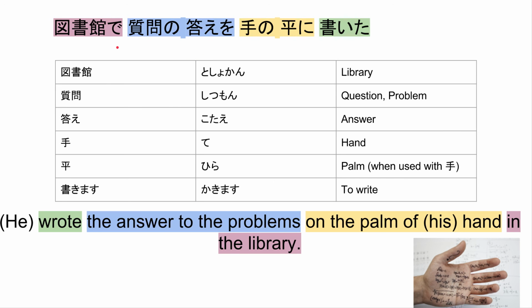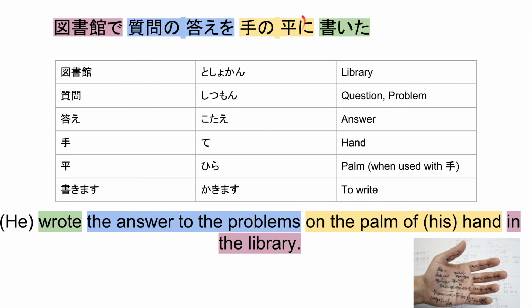Notice de tells us the location where the writing occurs. Ni tells us the location onto which you write. The o particle tells us what it is that you're writing down, and the verb tells us that you're doing the writing. We could add another de here and say, it looks like he did it in pen. So pen de, toshokan de, pen de, shitsumon no kotae o te no hira ni kaita. Totally acceptable sentence. He wrote the answers of the problems on the palm of his hand.